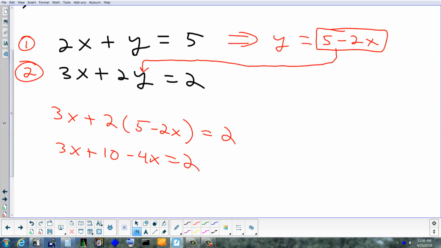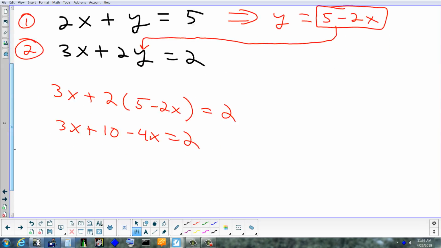Let's combine the x's. How about, Dave, what's 3x minus 4x? Negative 1x. And at the same time, let's put the 10 on the other side. 2 minus 10 is negative 8. So Kelvin, what's x? X will equal 8. Yep. So x is 8. Good job. Don't forget when you're solving a system that you've got to go back and find the other variable.